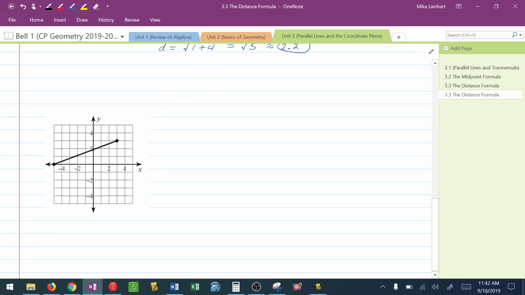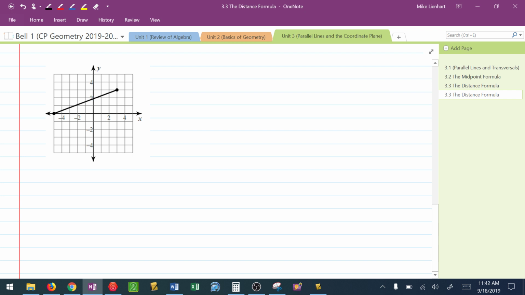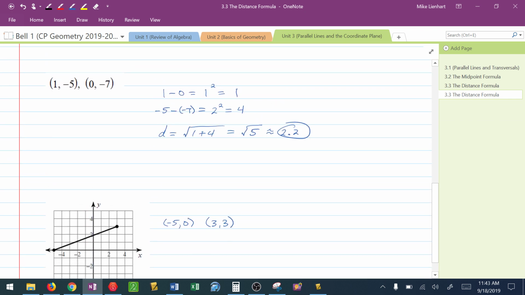Now, one step further that they could do here is they don't give you any coordinate points, and they want you to find the distance of this segment. It should still be easy as long as you can identify the points on this coordinate plane. For example, I know over on the left here, I have the point -5, 0. Up kind of in the first quadrant here, I have the point 3, 3. Once I've identified those two endpoints, it's exactly like what we just did.